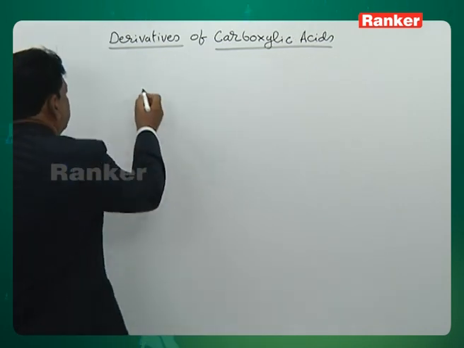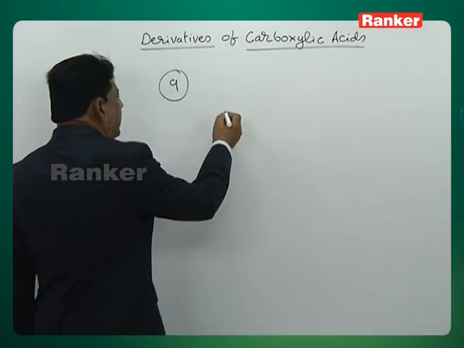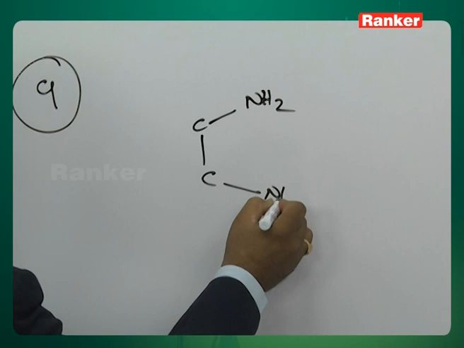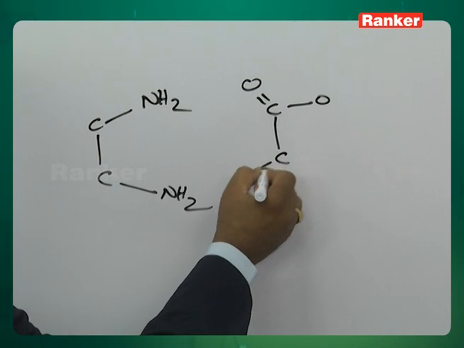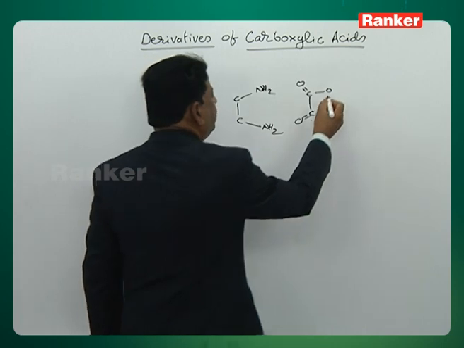So, let us go to question number 9. In this reaction, 1,2-diaminoethane, that is ethylene diamine, is treated with diethyl oxalate, an oxalic acid derivative, in the presence of pyridine. Compound X is formed. What will X be? So, in this reaction, what is happening? Amine is a better nucleophile which replaces the groups on the carboxylic acid. On both sides we have an ester group here.